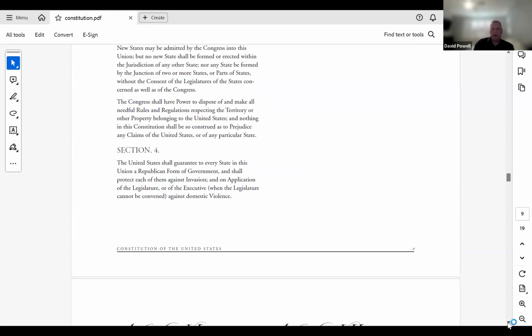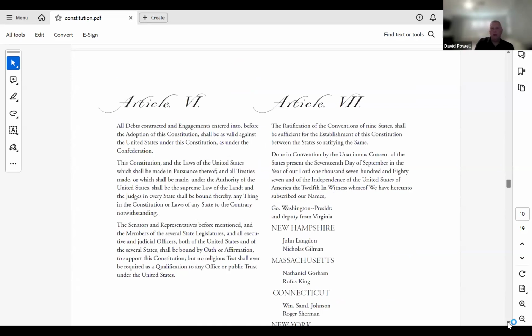And I should mention, in Section 4 of Article 4, I mentioned this before, the guarantee of a Republican form of government for each state, that each state will have a Republican form of government, as we mentioned at the outset tonight.